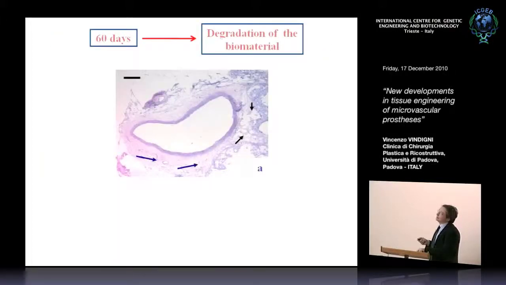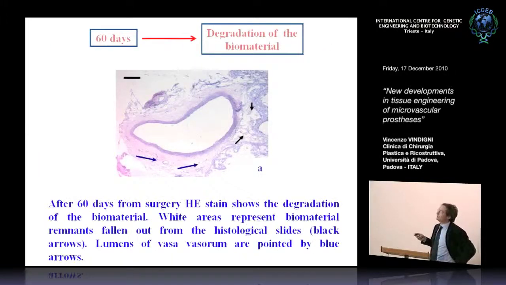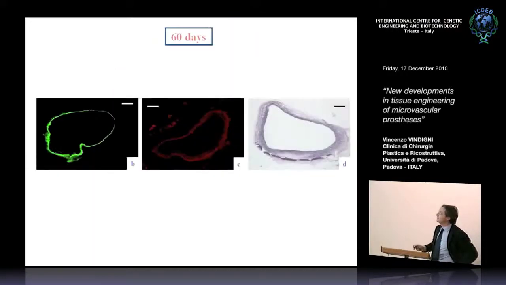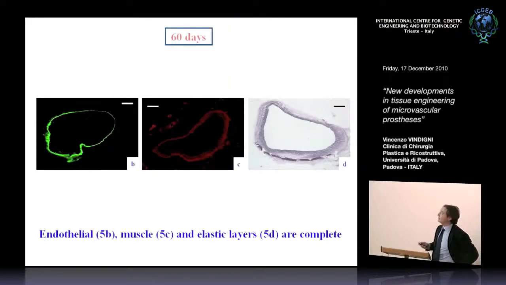After 2 months, it is important that we can see the partial degradation of the biomaterials. White areas like this represent biomaterial remnants fallen out from the histological slides. These are some lumens of vasa vasorum, and this is the new artery. Endothelial layer, muscle layer, and elastic layer are complete.